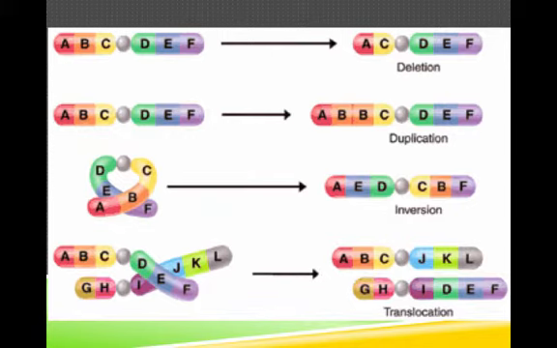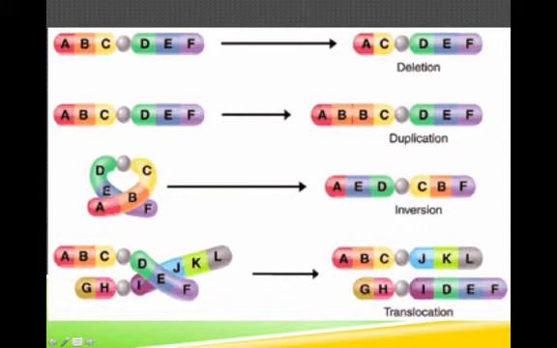So if we take a look at this, I have A, B, C, D, E, F. My B is completely deleted, and as a result, I get a new chromosome that says A, C, D, E, F. Duplication is when one piece is repeated more than once. So notice my original is A, B, C, D, E, F, and the B gets duplicated. It's in there more than once.